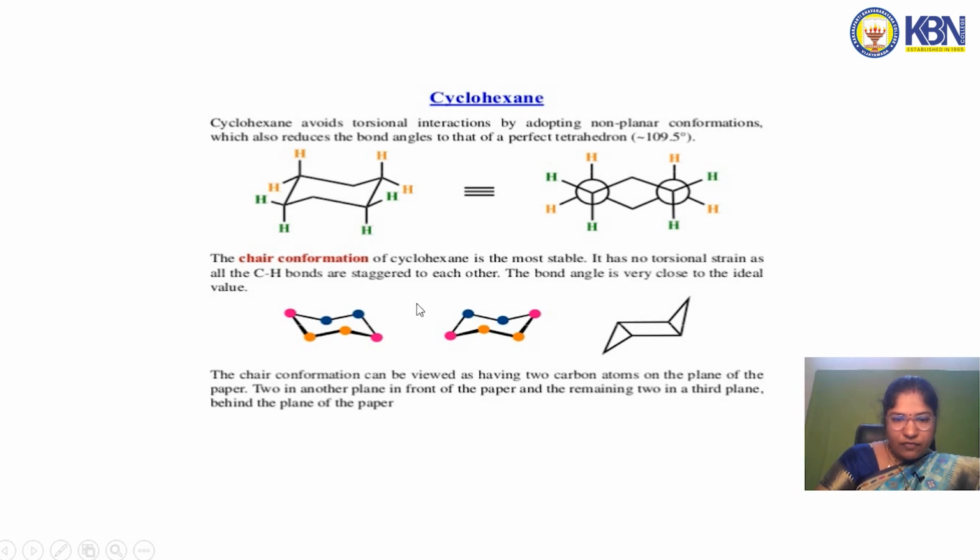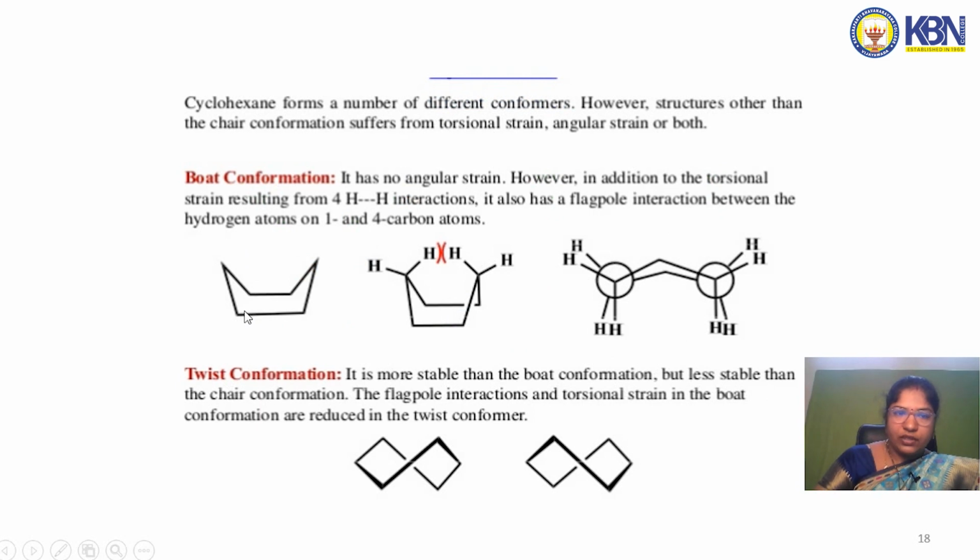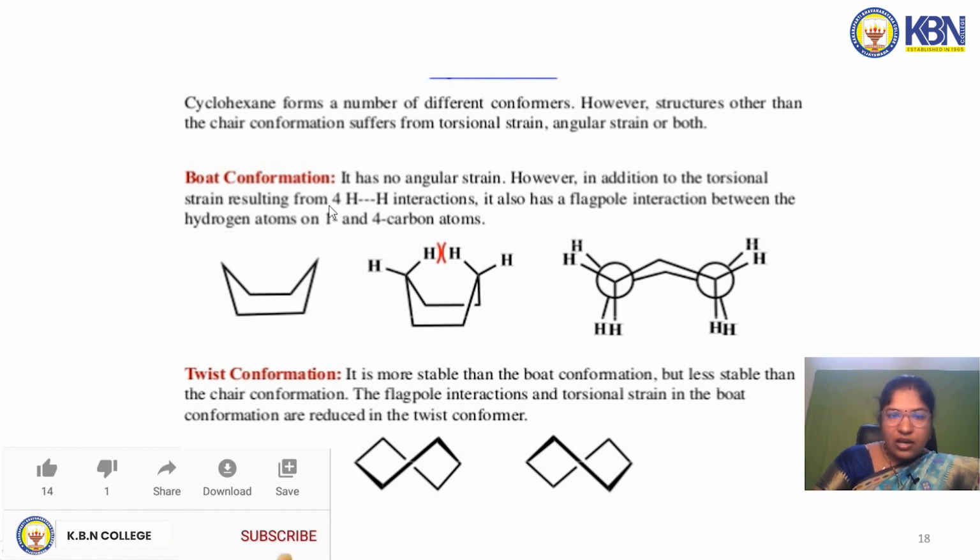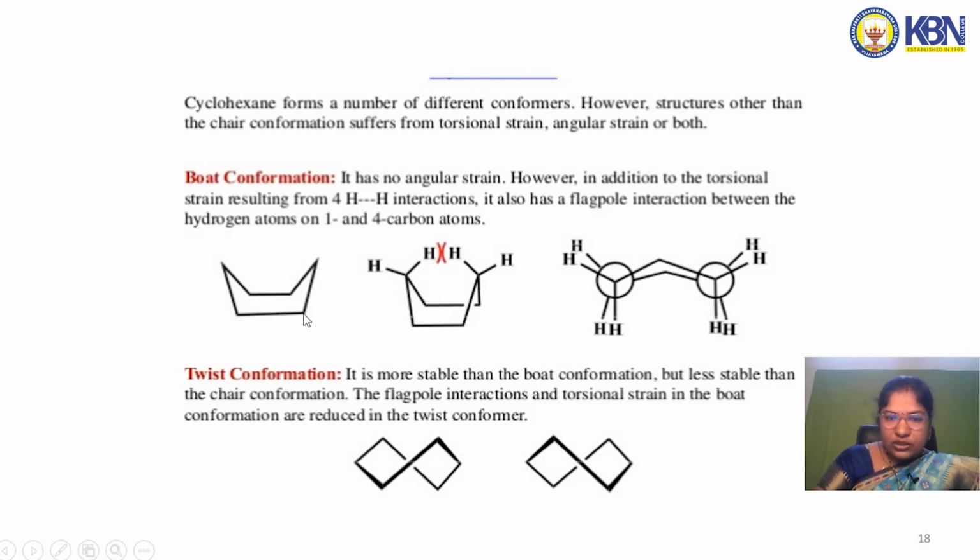And next, the chair conformation of cyclohexane is more stable than the remaining forms, that is the twist boat and half chair. Here there is no strain, or no steric repulsions, present in the chair form. So chair form is more stable than the remaining three forms. Here in the boat conformation, it has no angular strain. However, in addition there is torsional strain resulting from four polar interactions, or four hydrogen interactions. In boat conformation, between the first carbon and fourth carbon, the hydrogen repulsions are present. So this is less stable than the chair form.